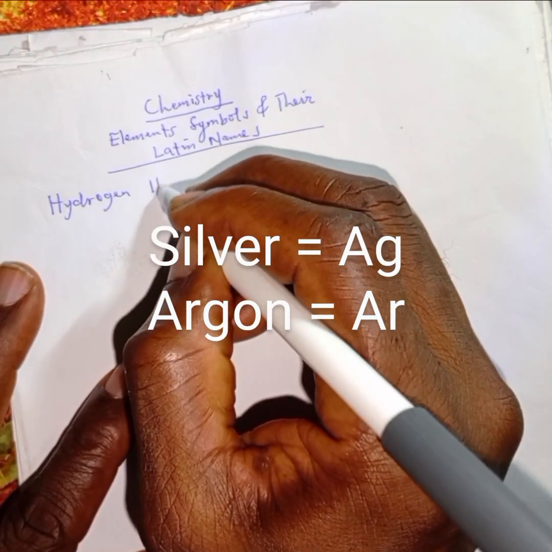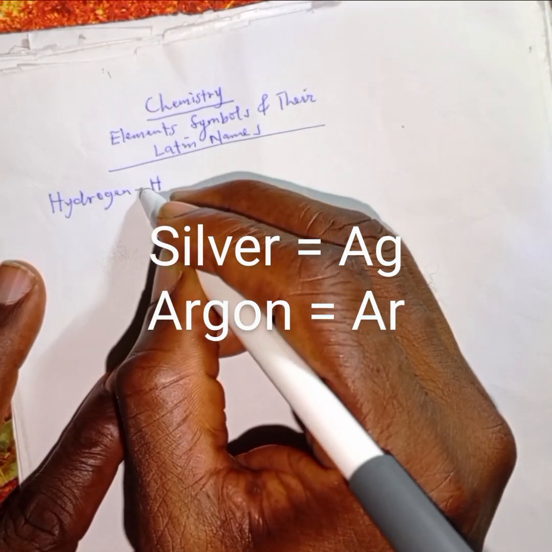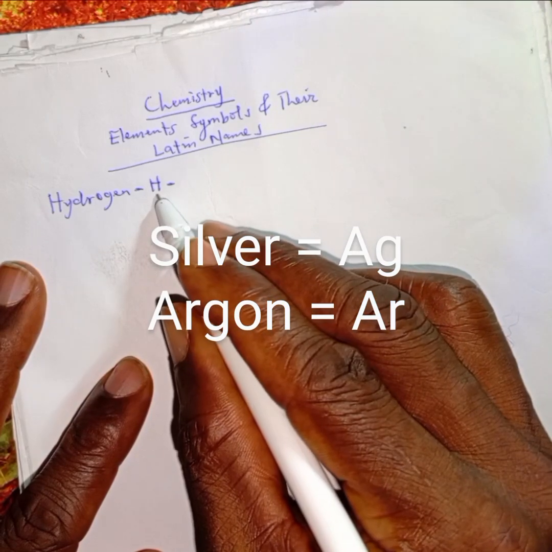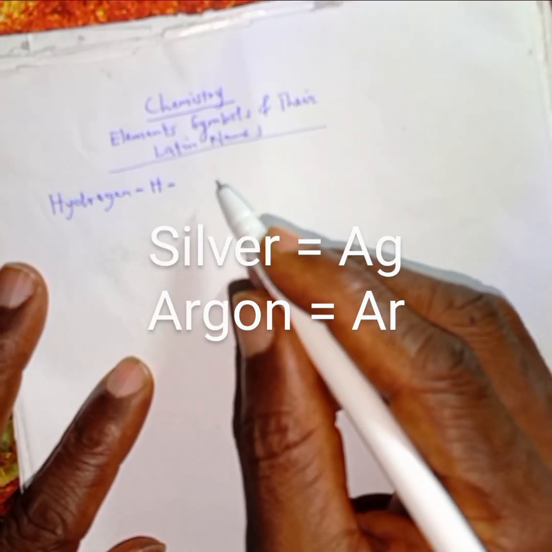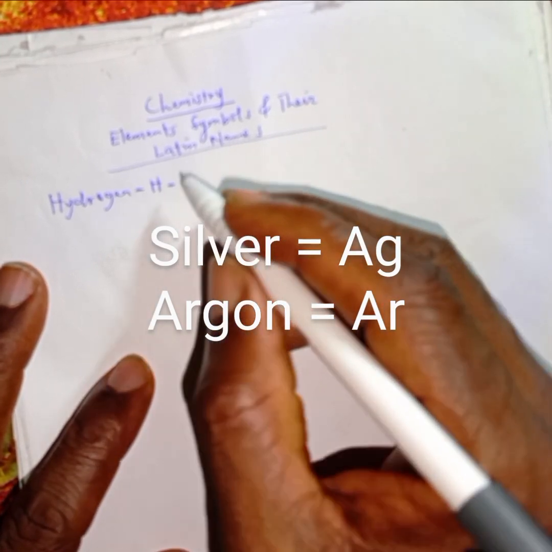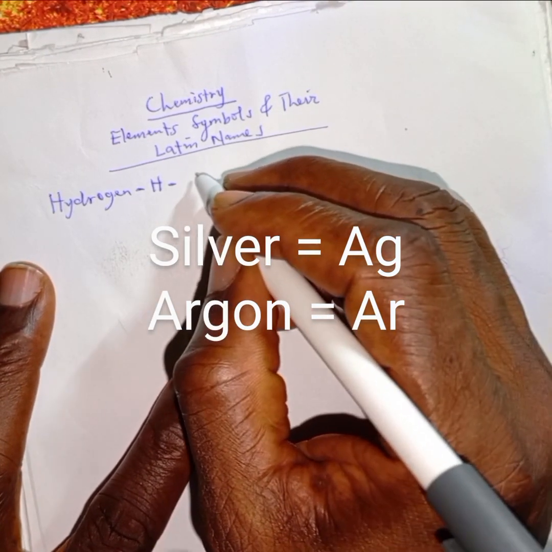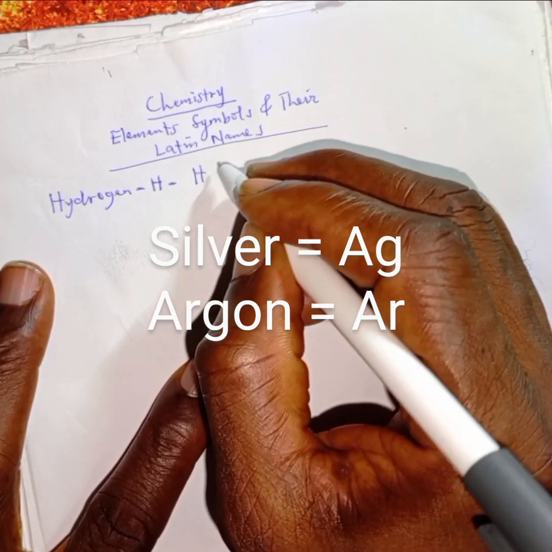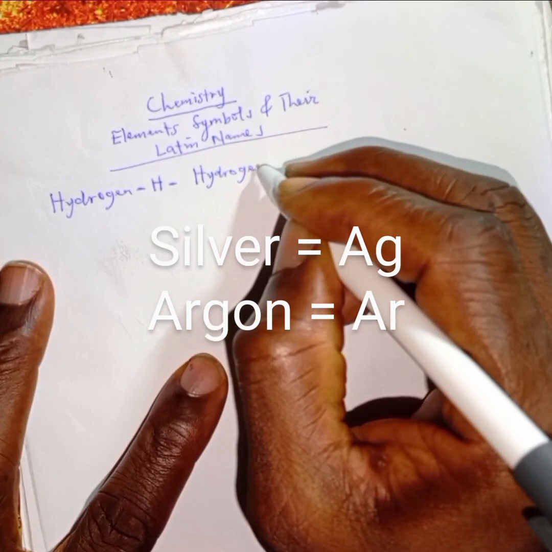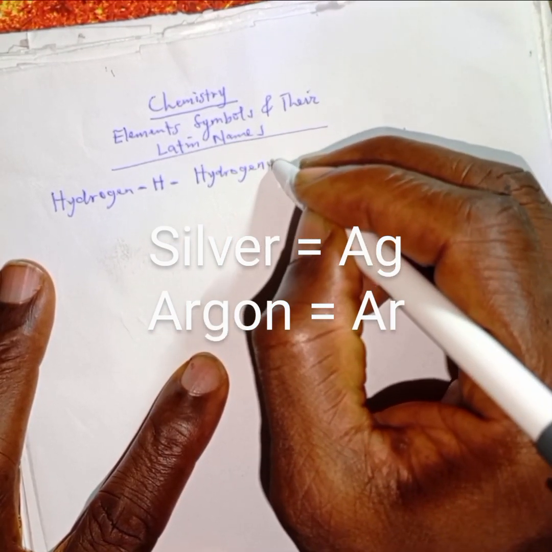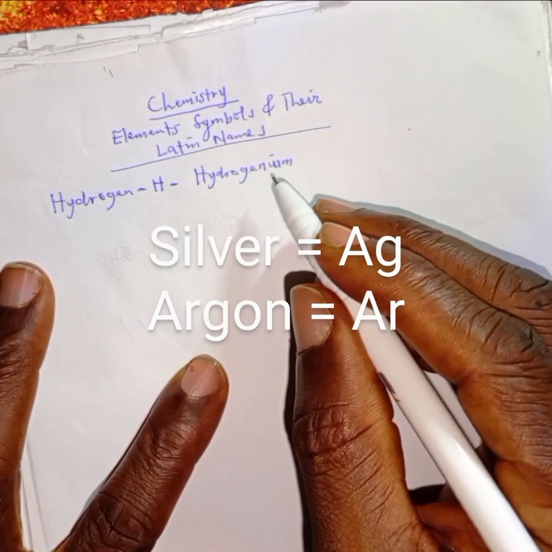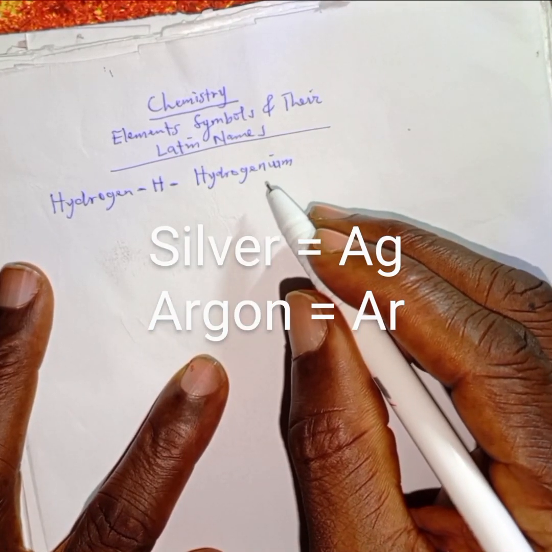The first letter is H, and he was to use this to represent the element, just to write them in short. Then the Latin name of hydrogen is hydrogenium. So capital letter H, hydrogenium.